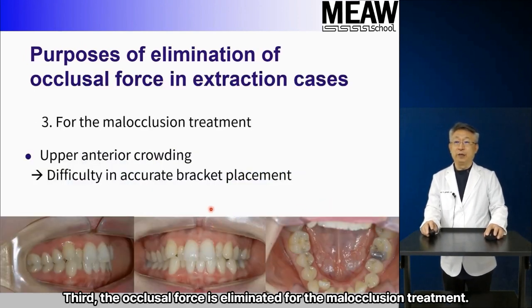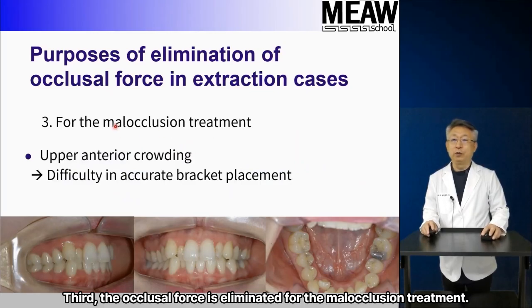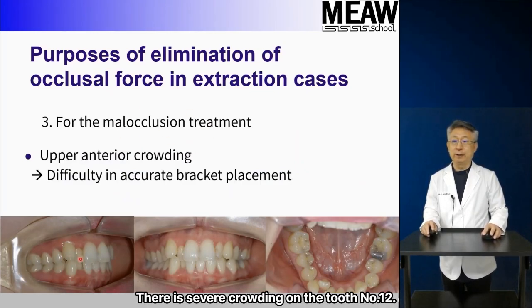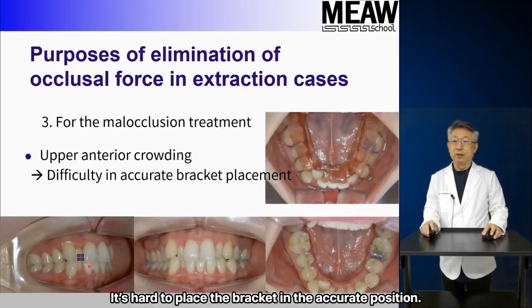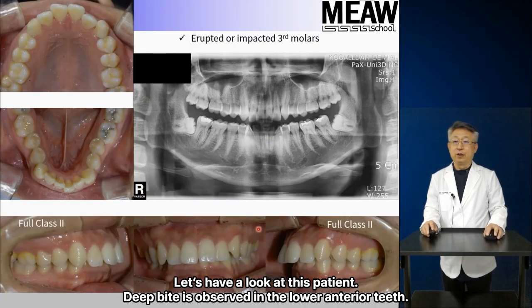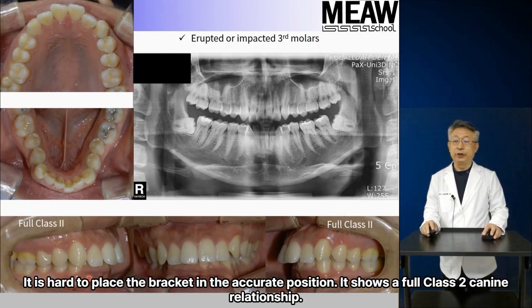Third, the occlusal force is eliminated for the malocclusion treatment. There is severe crowding on the tooth number 12. It's hard to place the bracket in the accurate position. Let's have a look at this patient. Deep bite is observed in the lower anterior teeth. It is hard to place the bracket in the accurate position.